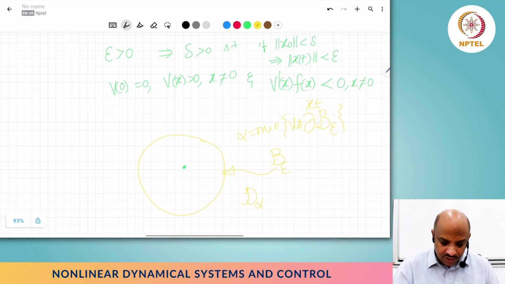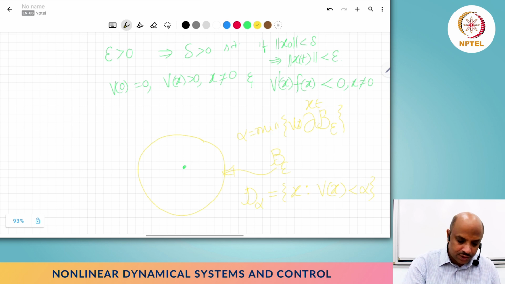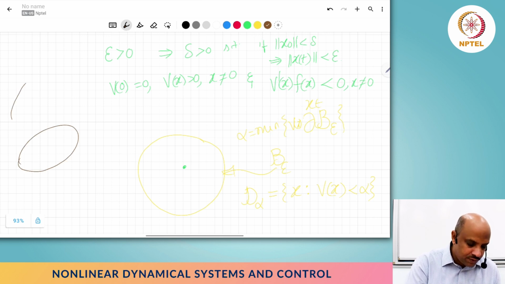Define a level set of all x's such that v of x is less than alpha. Of course, I'm going to write it separately. If you take this set D alpha, it may look something like this. Perhaps there is something like this, right?